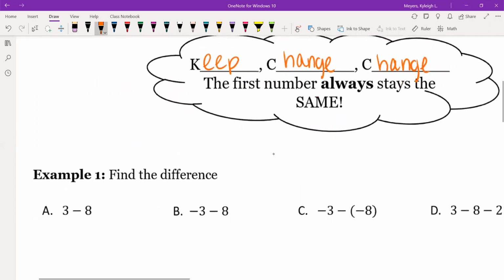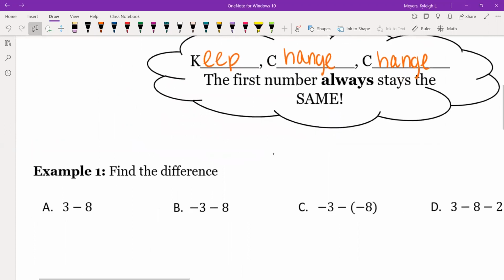So if we're looking at example A, we're going to keep this. We're going to change this and this. So we're going to keep the 3. We're going to change this minus into a plus, and we're going to change this 8 into a -8. So we really have 3 plus -8.